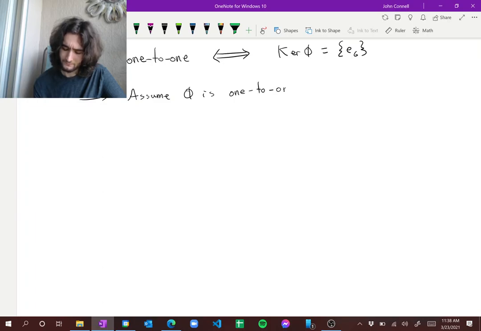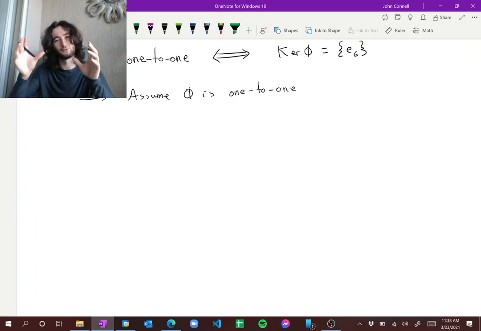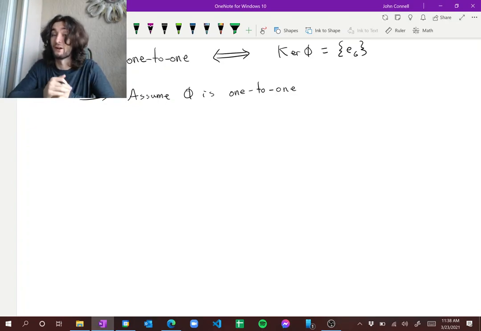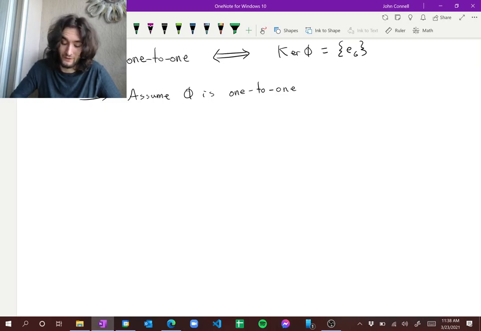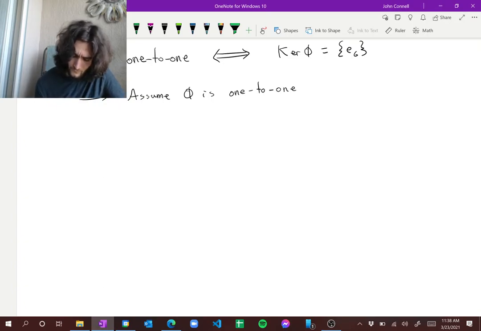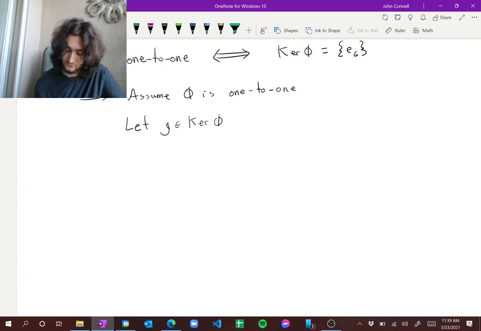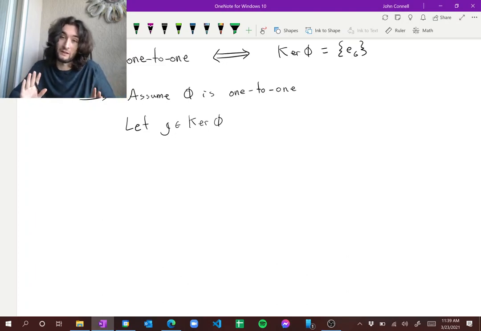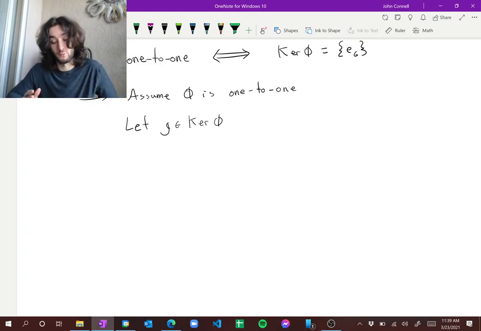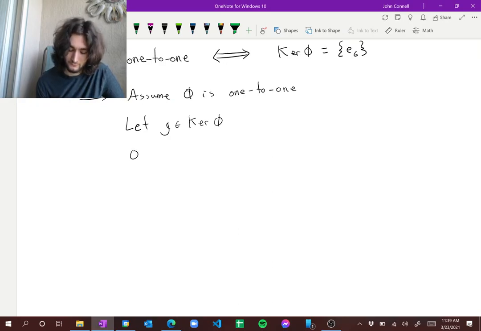What does that mean? That means that if phi of x equals phi of y, then x equals y for any two elements x, y in the domain, so in G. We can start by assuming that that's the case for phi. We want to show that the kernel of phi is trivial. Here's the best way to do that, in my opinion. Let g be something in the kernel. I don't know what it is, I'm just saying it's some element of G that's in the kernel. In other words, it gets mapped to e.